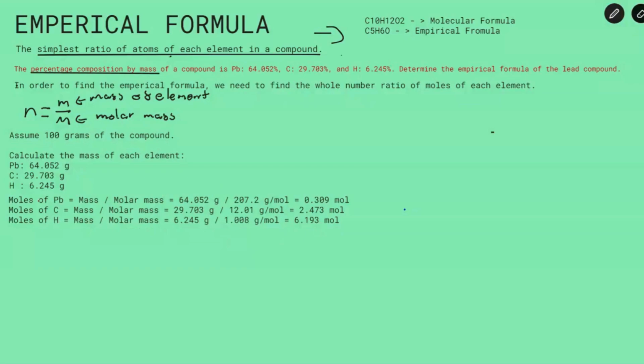Okay, so now what I've basically done is I used the formula moles equals mass over molar mass to calculate the number of moles of each element. So now, finally, we would divide each mole value by the smallest mole value of these elements to get the ratio. So in this case, lead at 0.309 moles would be the smallest mole value. So we would divide each of these moles by 0.309.